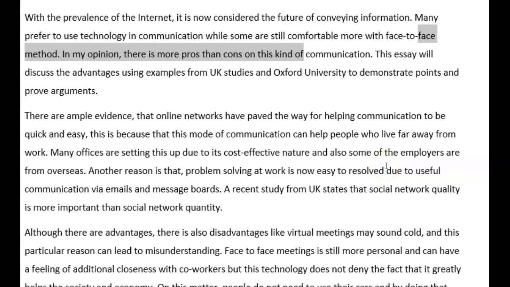A recent study from the UK states that social network quality is more important than social network quantity. I don't understand that. How does this prove this? How does this support it? I don't really see how these are particularly well connected, if that makes sense. I thought a lot of this was good, but like I said, a lot of your referencing needed a little work.